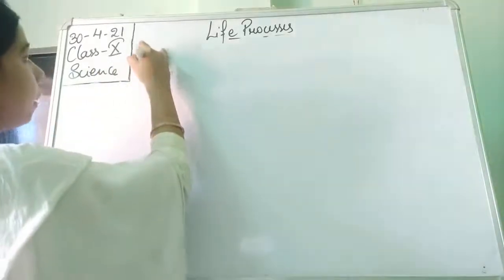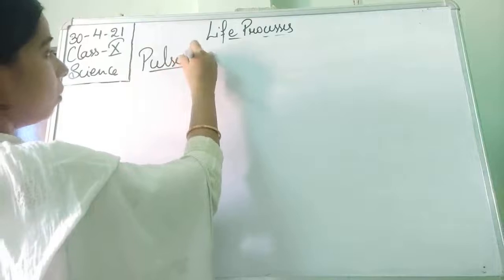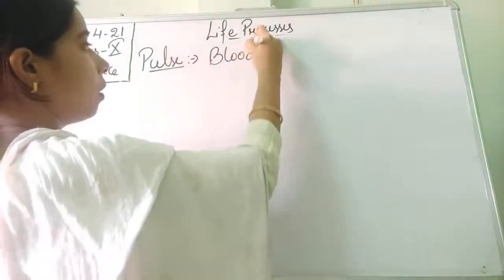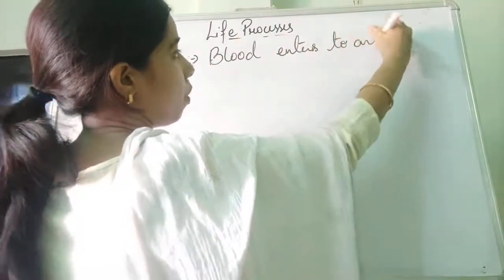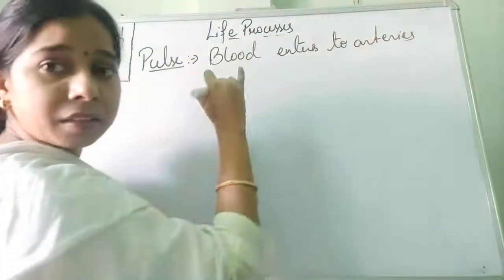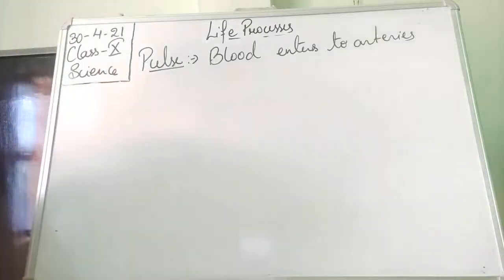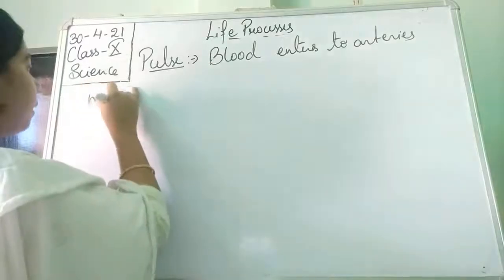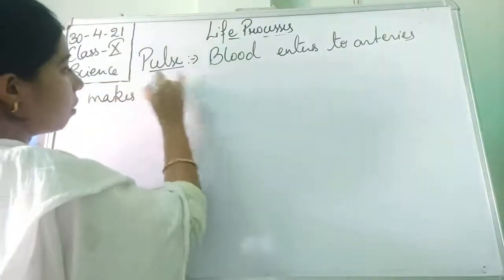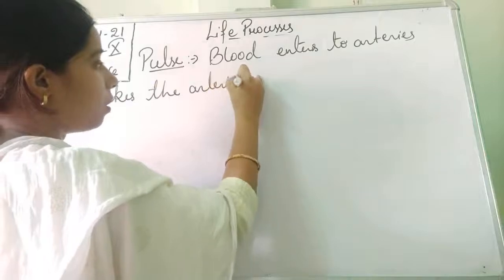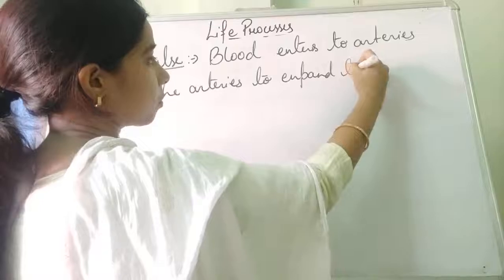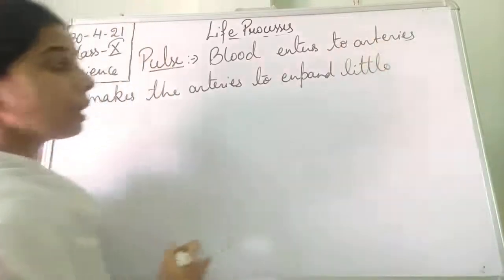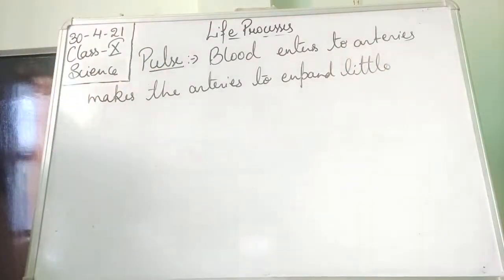So we can write it here, blood pulse. Blood enters the arteries and makes the arteries expand a little.